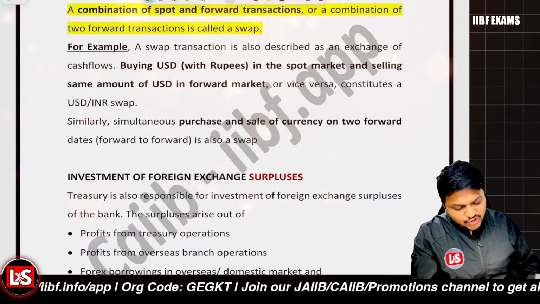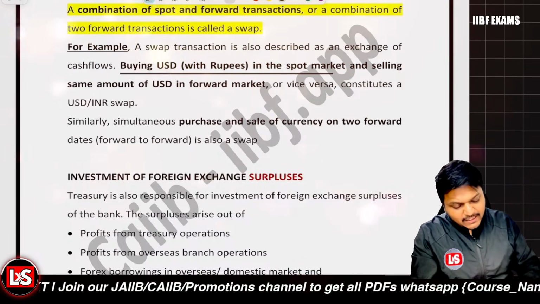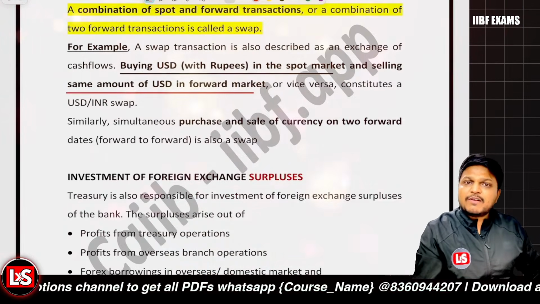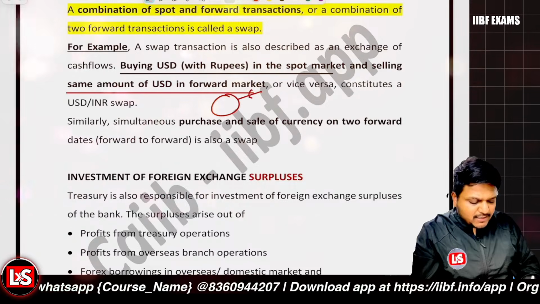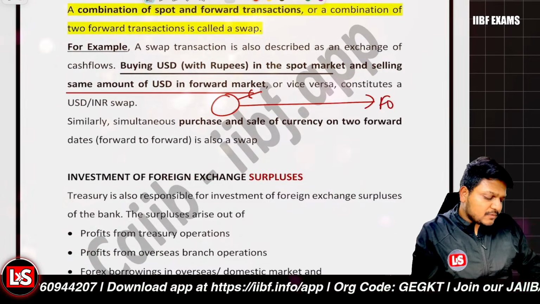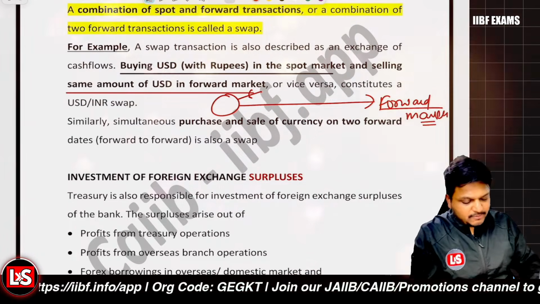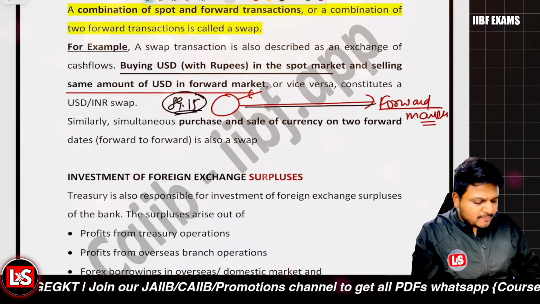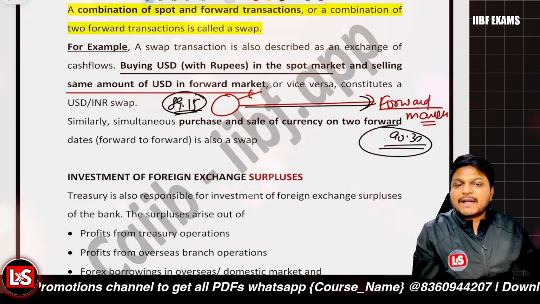Let's say there is an exchange of cash flows. We are buying USD with rupees in the spot market and selling the same amount of USD in the forward market. So it is basically a swap. You bought the USD in the spot market, so you'll be getting the USD after 2 days, but you sold it in the forward market. We bought the USD at today's market price, let's say 89.15, and sold it in the forward market for, let's say, 90.30, right? That's a swap contract.